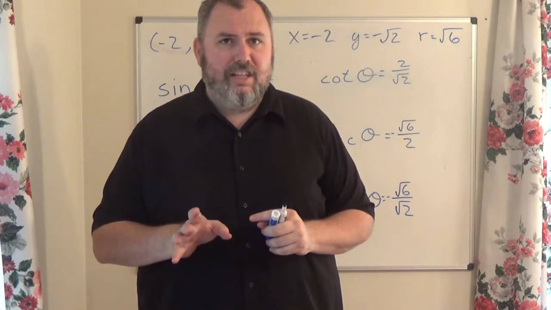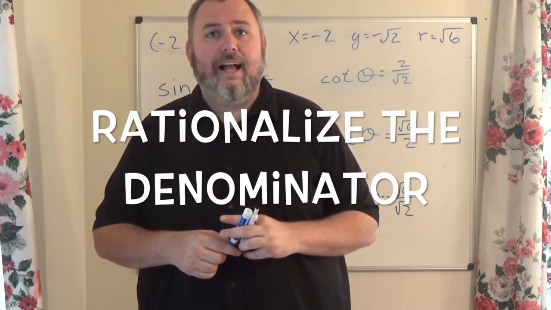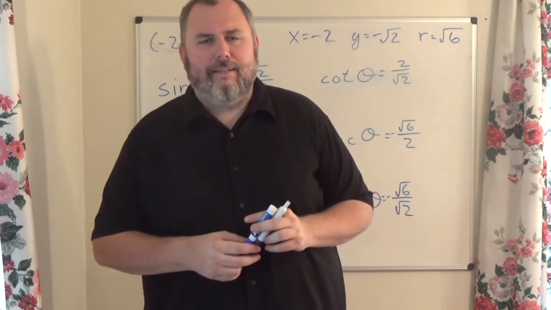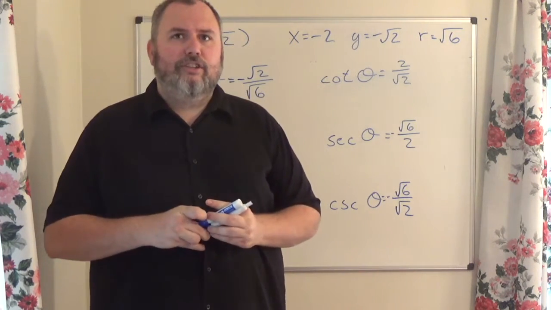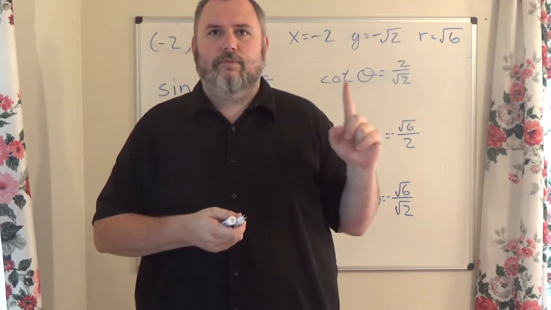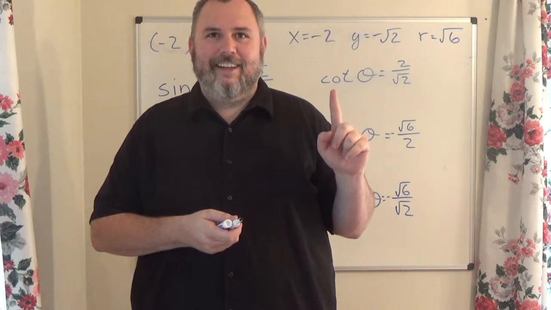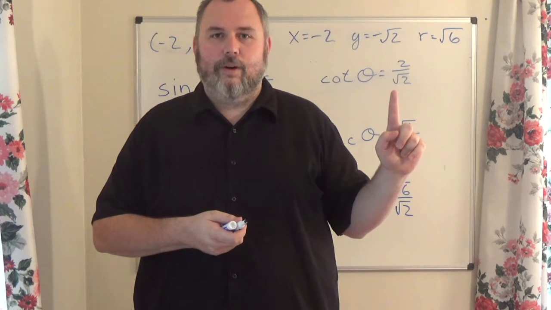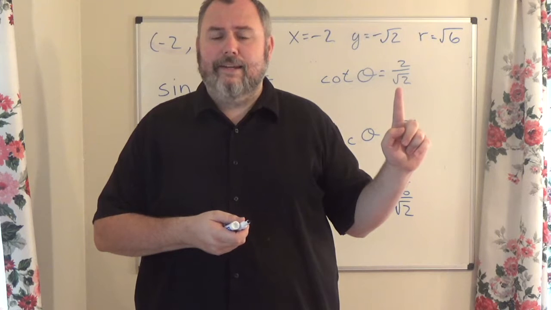Now, what it doesn't tell you is that what we have to do is called rationalize the denominator. Alright, rationalize the denominator. What does that mean? When we have a radical, such as the one in cotangent here, cotangent of theta is equal to 2 over the square root of 2. Now that square root of 2 that we have right here, we don't like it in the denominator.